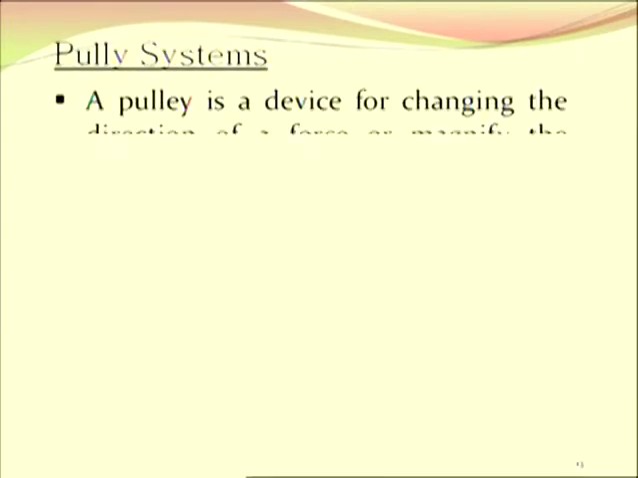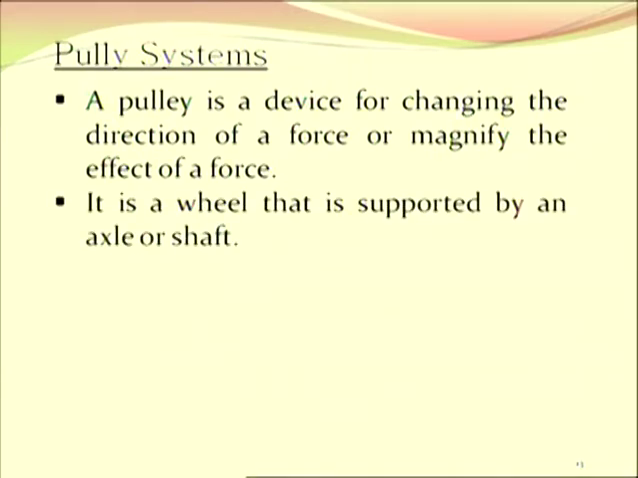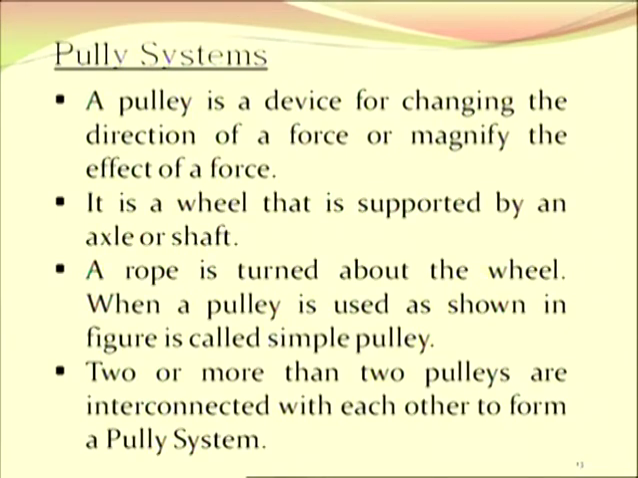So here let's look at the pulley system first. A pulley is a device for changing the direction of a force or magnifying the effect of a force. It is a wheel that is supported by an axle or shaft. A rope is turned about the wheel when a pulley is used as shown in figure, and it is called a simple pulley. Two or more than two pulleys are interconnected with each other to form a pulley system.